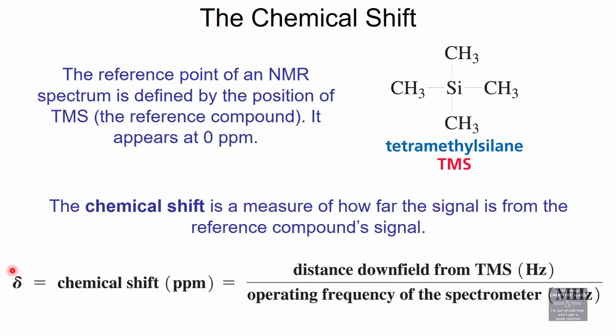So delta, that's a lowercase delta, is called the chemical shift. We'll talk about shift this and shift that. We're talking about the numbers along the x-axis every time we say that. There's a formula for how it's actually calculated, but we won't do calculations with them.